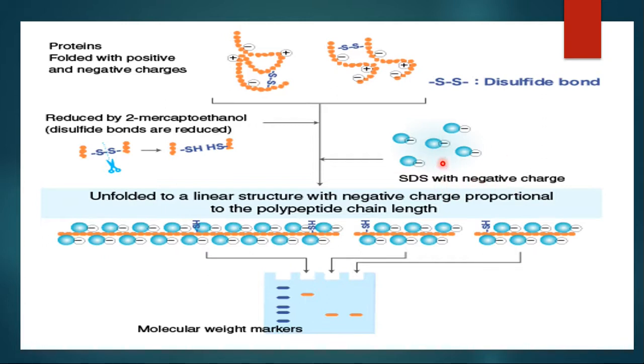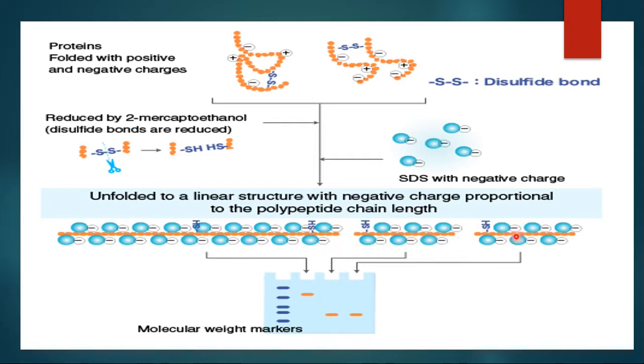and the SDS is going to give the negative charge to all these protein molecules. Now both are working: mercaptoethanol is breaking the disulfide links and SDS is adding the negative charge. This is how the protein is unfolded into a linear structure with negative charge proportional to the polypeptide chain length. Here, if you see, it is a linear structure having negative charge throughout, isn't it? So large polypeptides bind more SDS than small polypeptides. So proteins end up with negative charge in relation to their size.